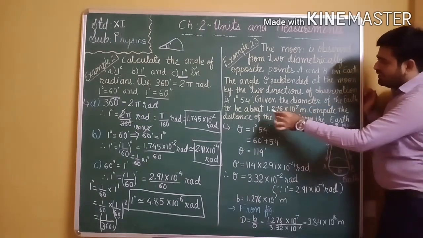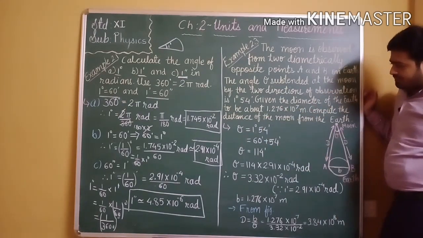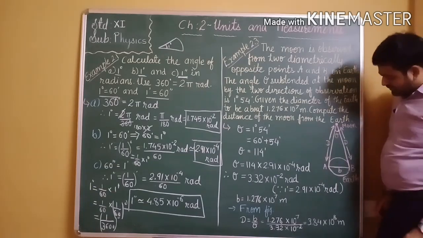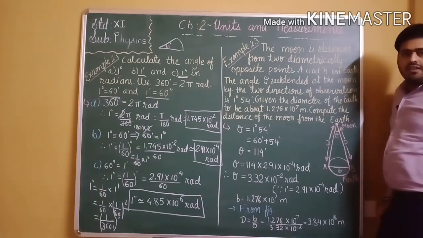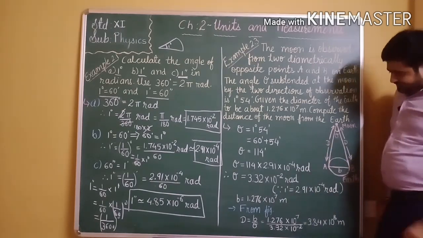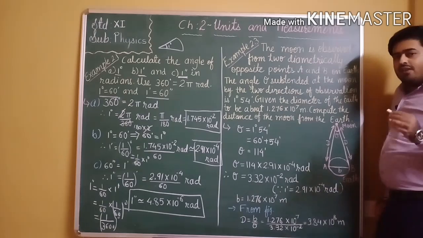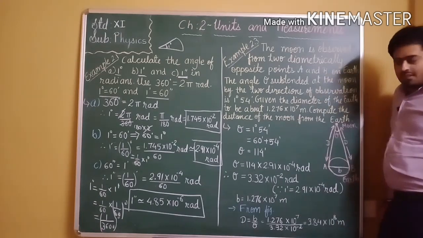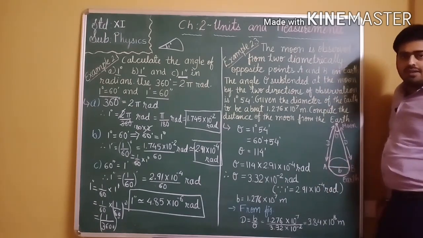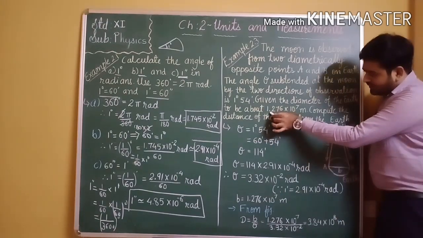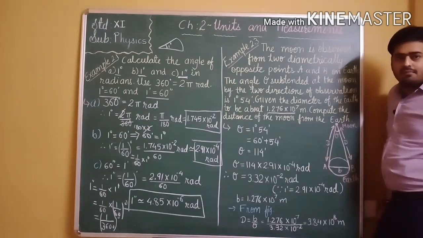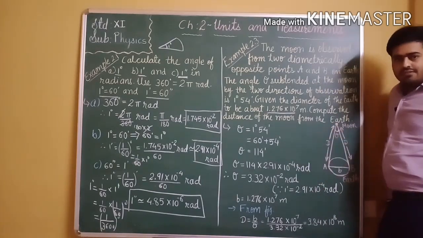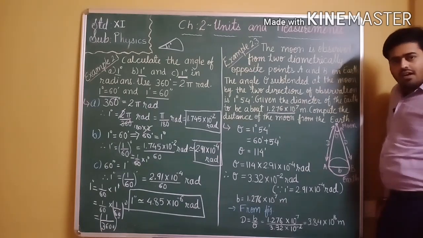Given the diameter of the earth to be about 1.276 into 10⁷ meter. But this diameter of the earth is nothing but the distance between the 2 points of observation. And we have already studied in the parallax method that the distance between 2 points of observation is called the basis. So 1.276 into 10⁷ meter is nothing but the basis B. Compute the distance of the moon from the earth. It means we have to find the distance between earth and moon.